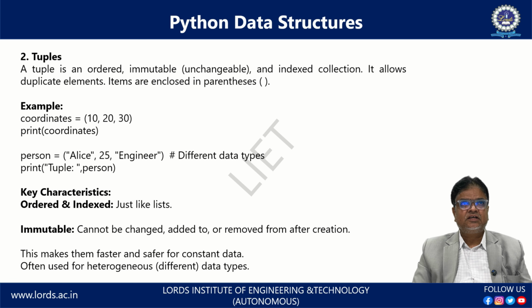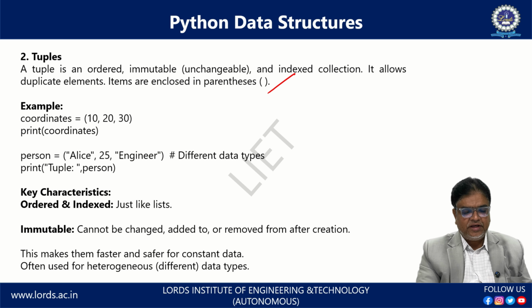The second built-in data structure of Python is the tuple. A tuple is an ordered, immutable, unchangeable, and indexed collection. It allows duplicate elements. Items are enclosed in parentheses like this. An example of this is creating a tuple by the name coordinates. The elements in it are 10, 20, and 30. Then we can print these coordinates.